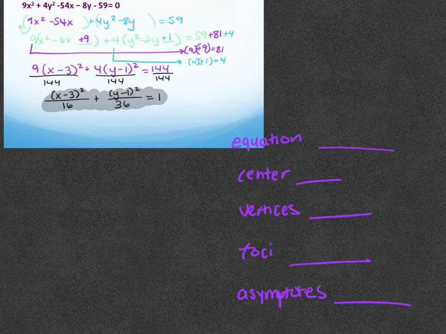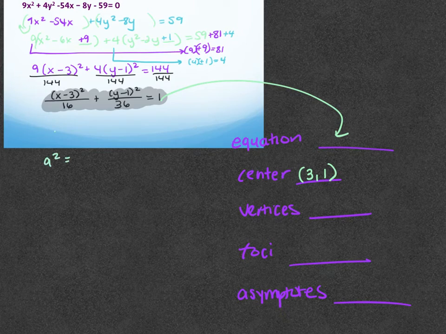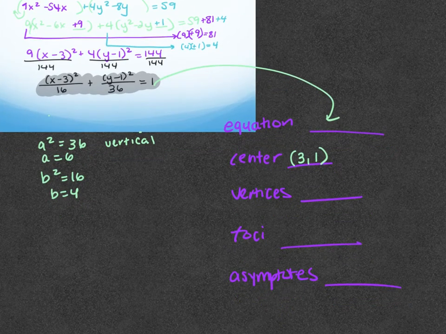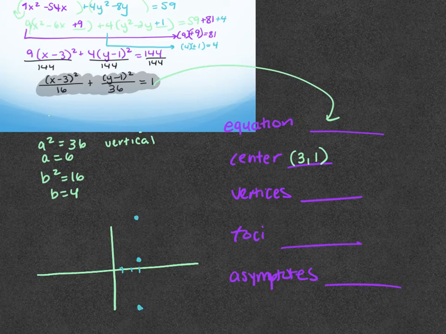Hang on, let me finish this one and then we'll go there. So the equation is obviously this. The center is 3, 1. A squared is 36, which is under the y, so this means this is vertical. A is 6. The b squared is 16, so the b is 4. On the coordinate grid, I'd plot the center: 1, 2, 3, up 1. And then I'm going up and down 6, which means my x stays the same, but I go up 6, so that's 7, and down 6, so that's negative 5.